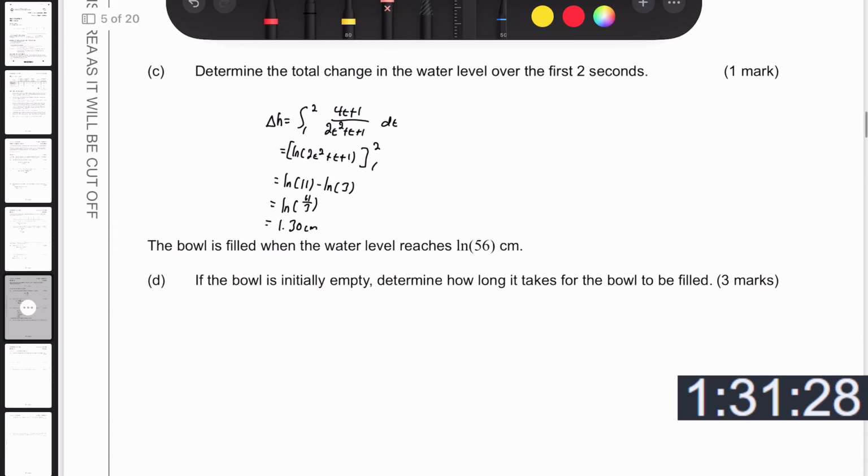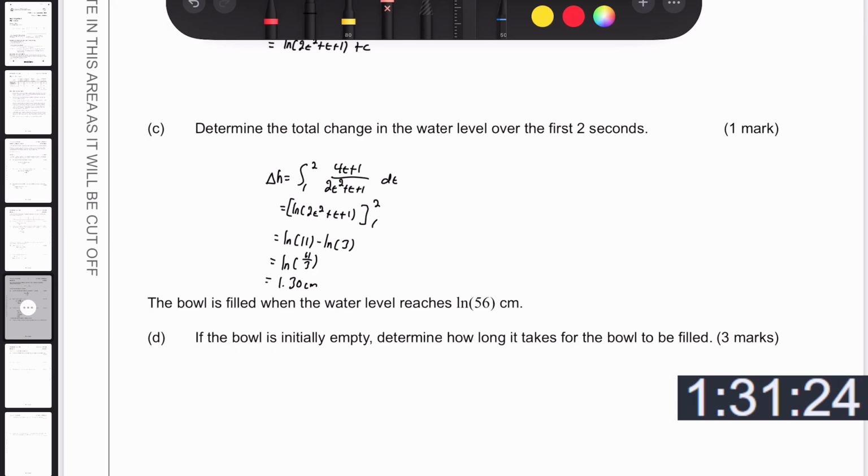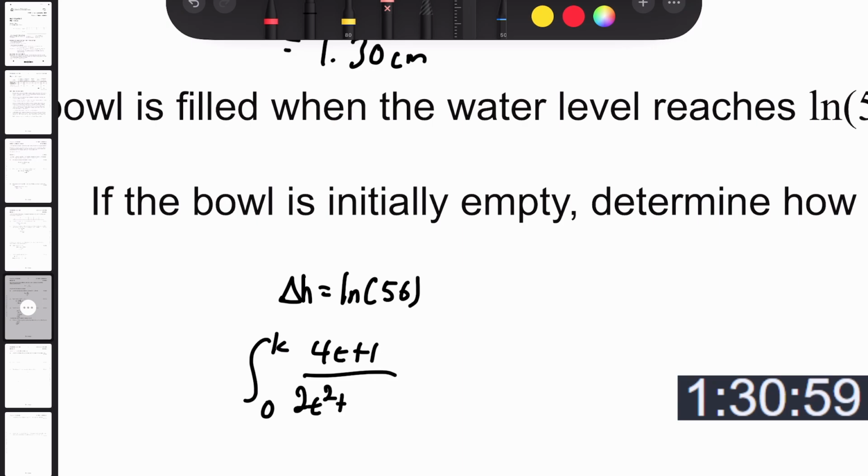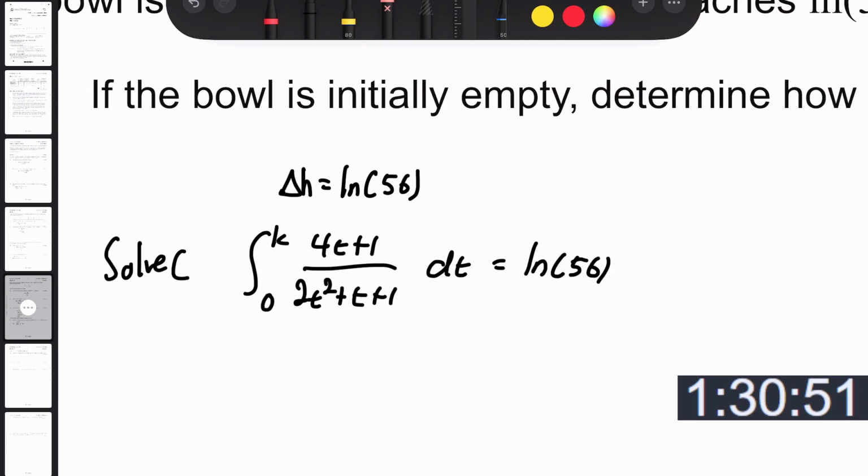Yep. The bowl is then filled and the water level reaches 56. If the bowl is initially empty, determine how long it takes for the bowl to be filled. So then we can say that delta H is going to be equal to ln of 56. So from 0 to some k of 4t plus 1 over 2t squared plus t plus 1 dt is going to be equal to ln of 56. So then we'll do solve on a CAS. 0 to y of 4x plus 1 over 2x squared plus x plus 1 dx equals ln of 56. And then solve.